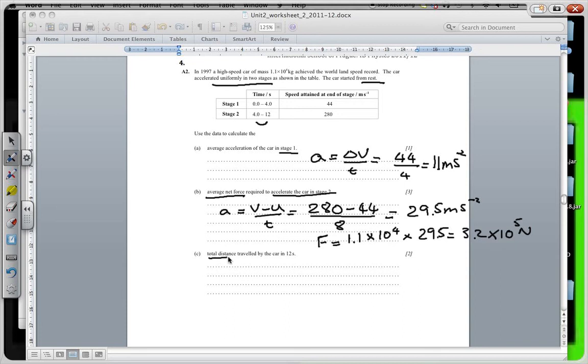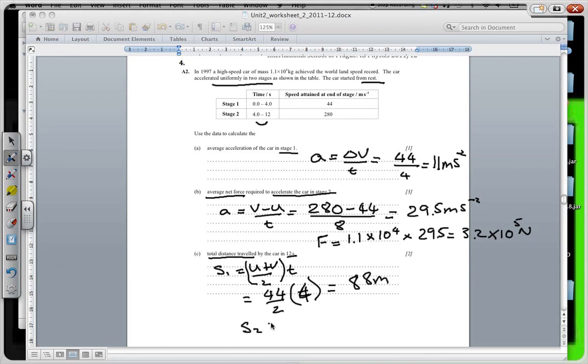The total distance traveled. Now we know we're going to have to look at 2 sections, so we'll look at S1, and here we can use our formula u plus v over 2 times by time. The u is 0 here, so we're going to get 44 divided by 2 times by 4, and that equals 88 meters.